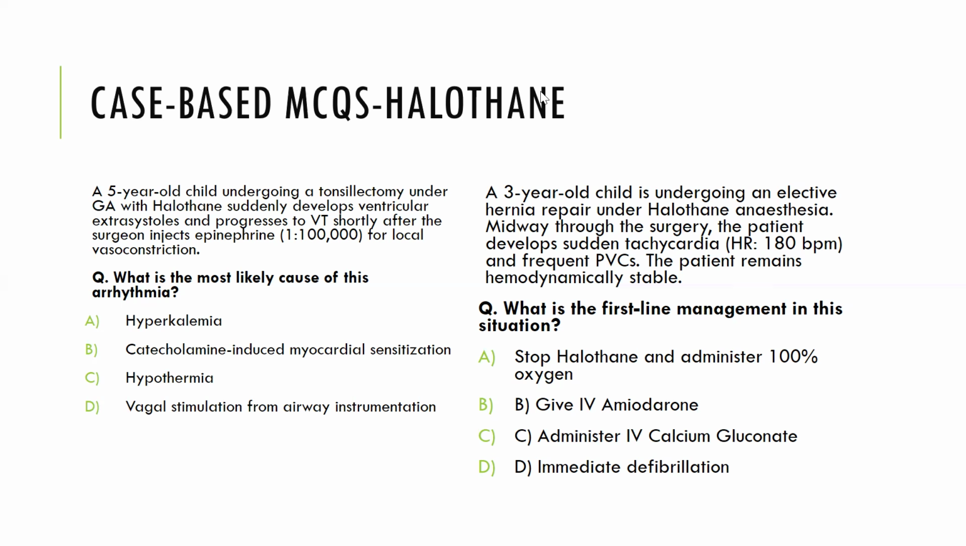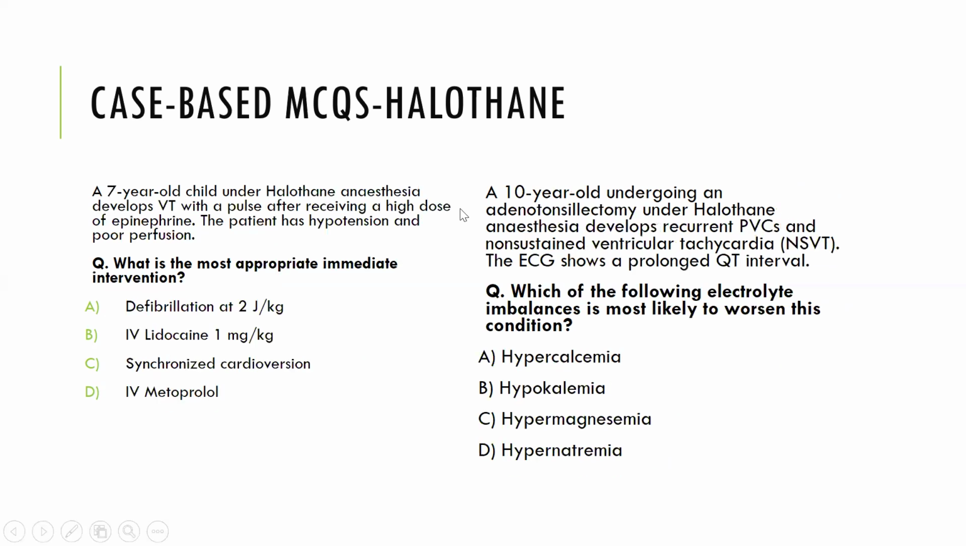All right, all right, all right. Okay, no time to waste. A 7-year-old child under halothane anesthesia developed ventricular tachycardia with a pulse after receiving a high dose of epinephrine. The patient has developed hypotension and poor perfusion. So what is the most appropriate immediate intervention here? Anyone?